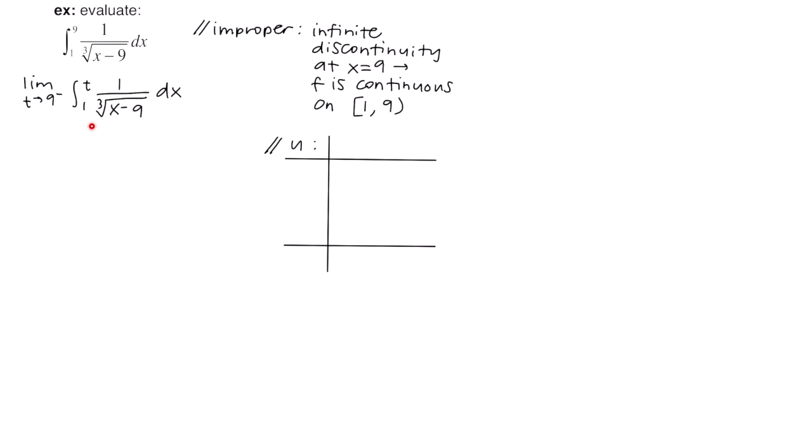Next, to evaluate this integral, we're going to use u substitution, and we're going to let u equal this x minus 9. So we're going to take the derivative, and then we're also going to convert our upper and lower limits. So we're going to take this t and plug it in right here for x, and we're going to plug in 1 for x as well.